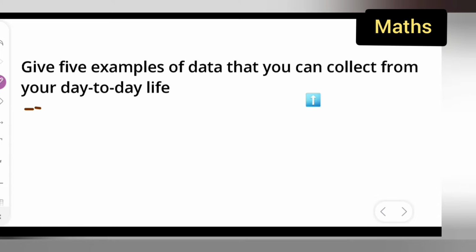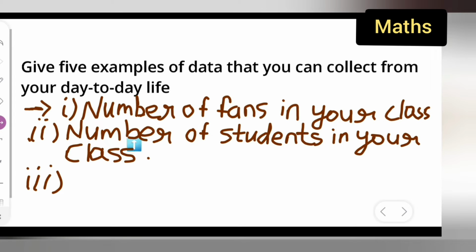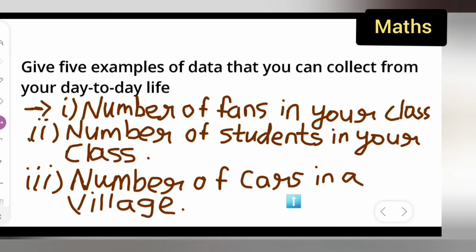So let me start. Let me give you all the first one: number of fans in your class. The second example is number of students in your class. The third one, let me write down: number of cars in a village. Have you all written the third one, number of cars in a village?